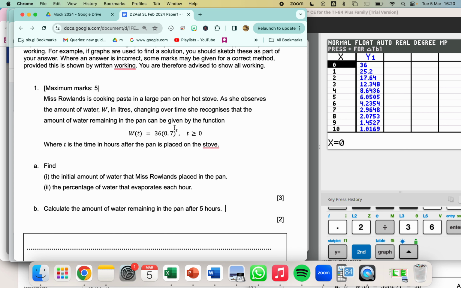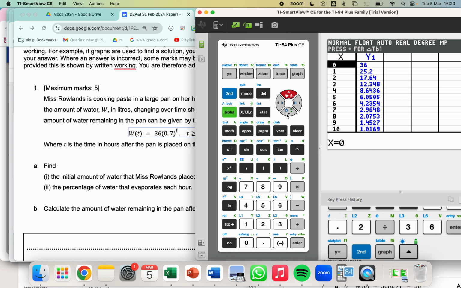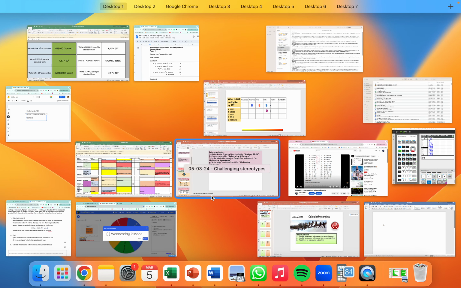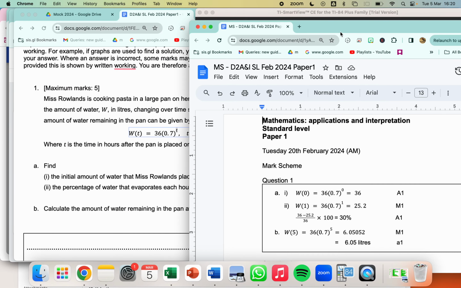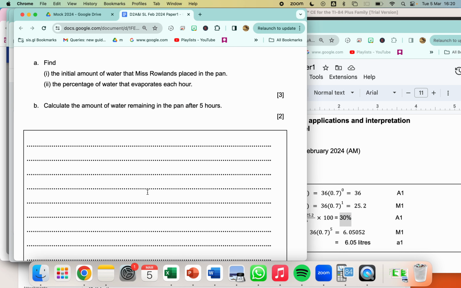Then it says calculate the amount of water in the pan after 5 hours. Very simple. You just take your t and you're going to substitute 5. You're going to go down to the 5. After 5 hours, we have 6.05 litres left. Checking the mark scheme, we are going to have the following answers. 36, 25.2 is the change. So therefore, we've got a 30% decrease, and then we've got 6.05 litres at the end. Let's go on to question 2.